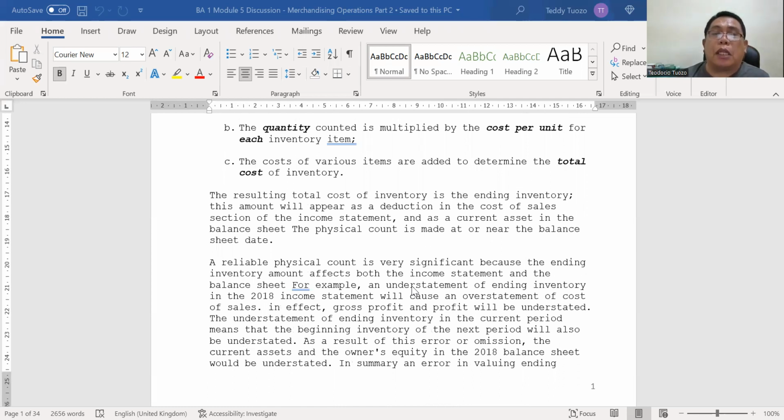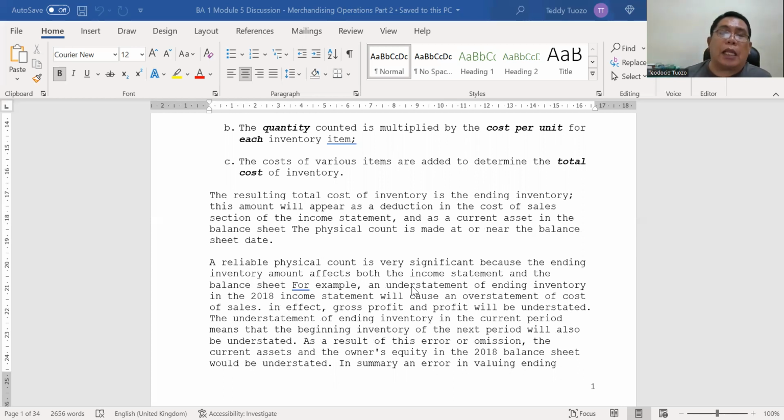This amount will appear as a deduction in the cost of sales section of the income statement that was shown in Part 1 of Module 5, and as a current asset. Of course, the ending inventory is also your current asset, replacing the merchandise inventory beginning, or the previous year's merchandise inventory amount, as of the balance sheet date.